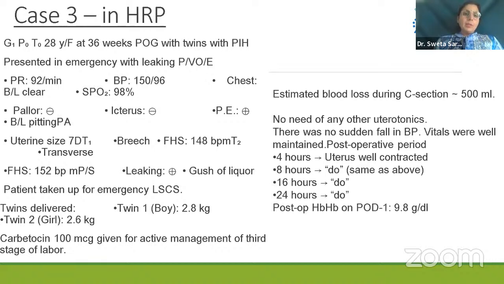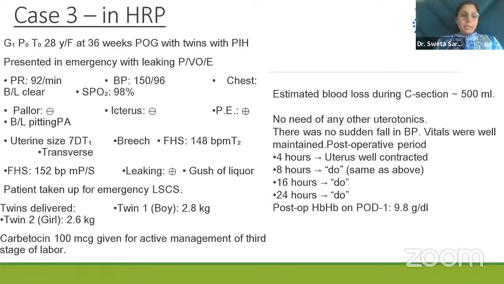This is the use of carbetocin in a case of a high-risk pregnancy. So this was a primary gravida, 28 years old, at 36 weeks. She had twin gestation with preeclampsia. She presented in emergency with leaking per vagina. Pulse rate was 92 beats per minute, but blood pressure was high. It was 150 by 96. And chest was clear, saturation was normal.